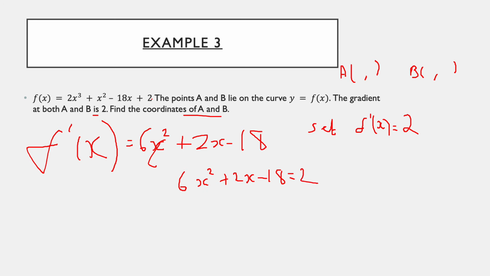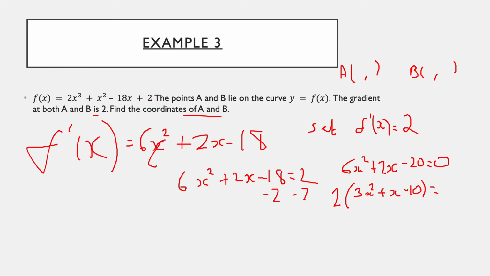Bringing the 2 to the left-hand side, so minusing 2 on the left-hand side, I'm going to get 6x squared plus 2x minus 20 equals 0. So now I've got a quadratic that I can factorize. What I can do is divide everything by 2 to make it easier. So factor out a 2. So I'm going to get 3x squared plus x minus 10 is equal to 0.